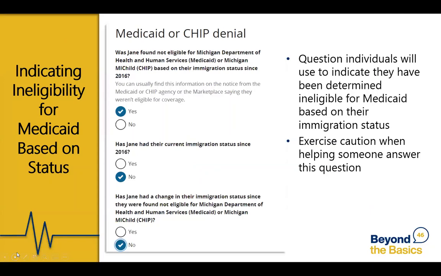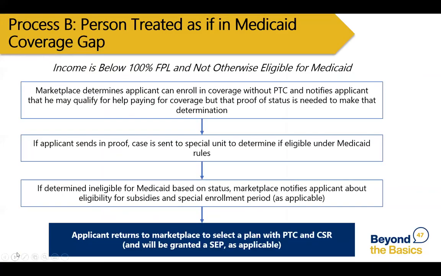This is what it looks like. So they are basically going to be asked to attest that they were denied eligibility based off their immigration status, and other questions about their status and how long they've had it, that kind of thing. And then next slide, please.